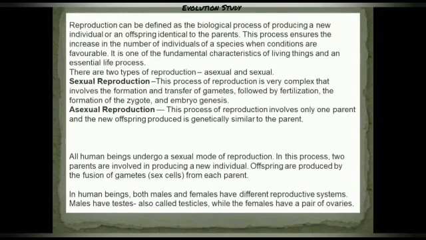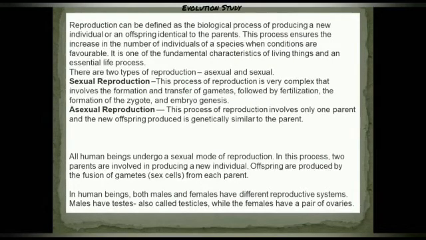Sexual reproduction is very complex and involves the formation and transfer of the gametes followed by fertilization and the formation of the zygote and embryogenesis. Asexual reproduction. This process of reproduction involves only one parent, and the new offspring produced is genetically similar to the parent. All human beings undergo a sexual mode of reproduction.